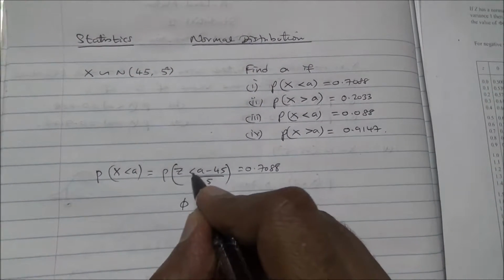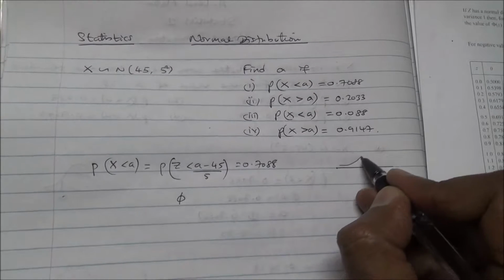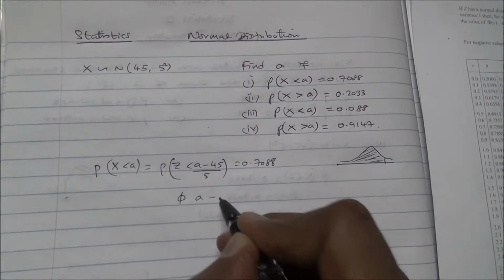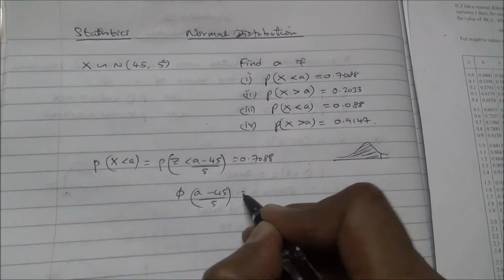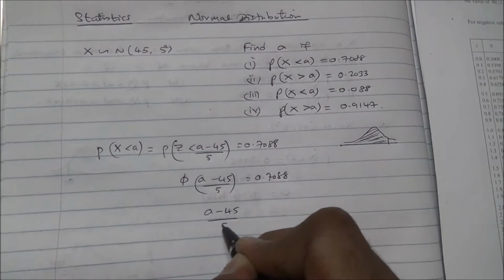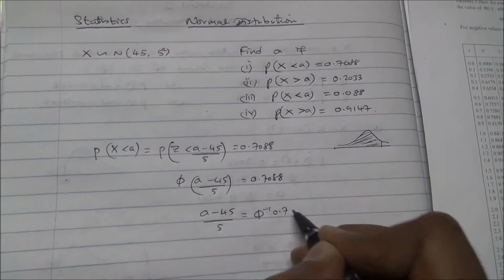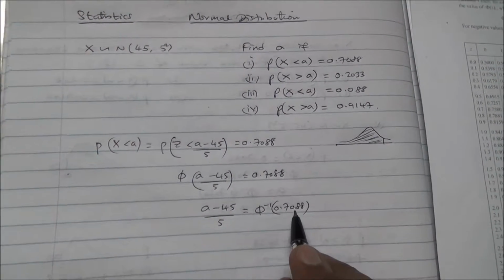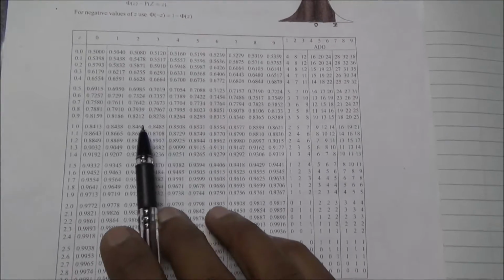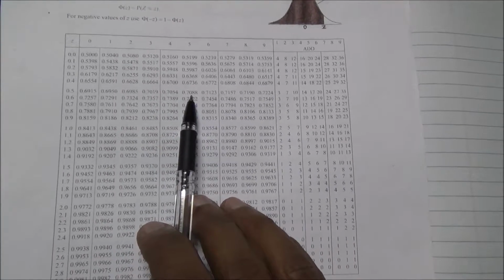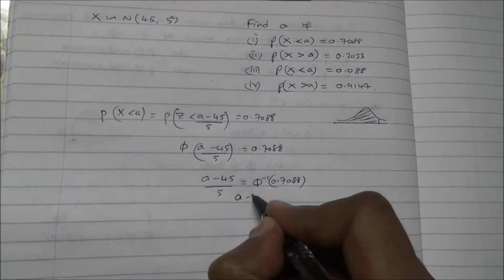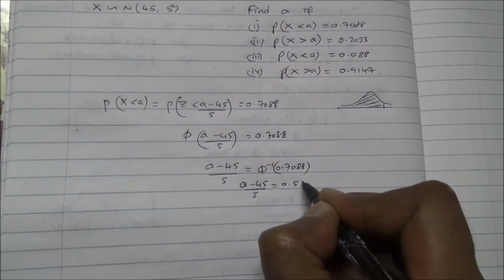Therefore, this is already on the left hand side. If the graph is looking like this, we're taking this part of the graph to the left. So this is going to be Φ of (a minus 45) over 5, and all of that's going to give us 0.7088. So we're saying (a minus 45) over 5 is equal to the inverse Φ of 0.7088. Now what is this value from our table? 0.7088, here we are. This is 0.55. So we have then (a minus 45) over 5 is equal to 0.55.